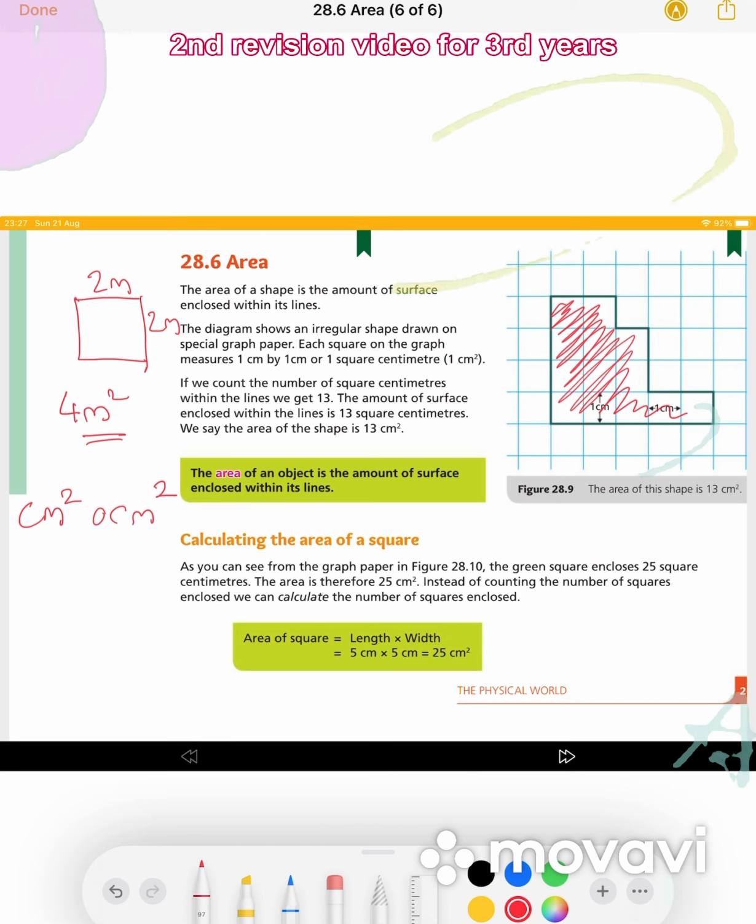For volume, remember that's how much space something takes up. It's cubed, centimeters cubed or meters cubed. So just be very careful with your units there, okay? So that's how we take the area of something.